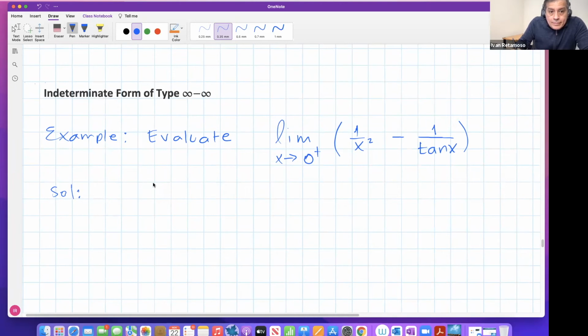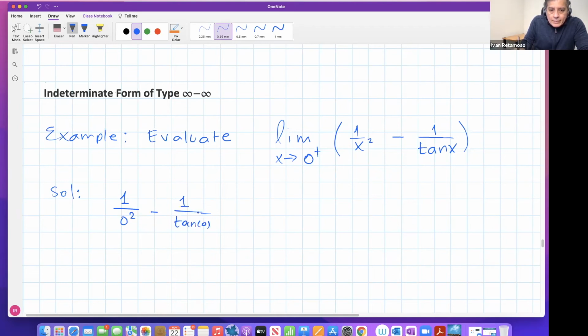Well, for example, suppose they say evaluate this: the limit as x approaches 0 from the right of 1 over x squared minus 1 over tangent of x. How do we deal with this? Well, notice that if you just go ahead and try to evaluate directly, putting 0 there, 0 squared here, minus 1 over tangent of 0.